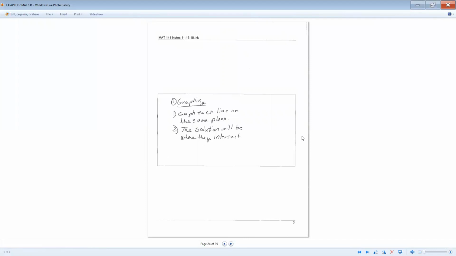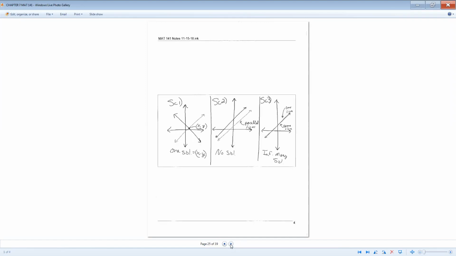All right, so looking at the first technique, graphing, you can graph each line on the same plane, then the solution will be where they intersect. So you have 3 scenarios that match the 3 outcomes. When they intersect, that would be your solution. That's one solution, and you actually give the answer. The answer is whatever that ordered pair is.